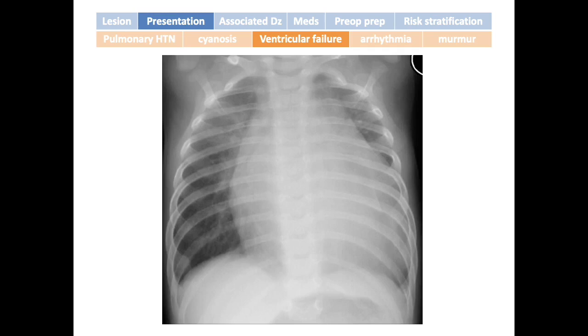This is a plain radiograph showing one type of patient with ventricular failure. This patient has cardiomegaly, where the cardiothoracic ratio is more than 0.55, usually due to volume overload, valvular regurgitation, impaired myocardial function and resultant dilative cardiomyopathy.